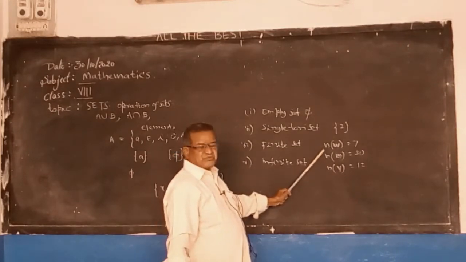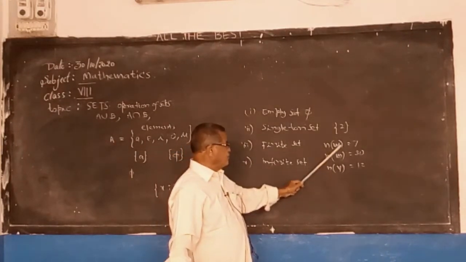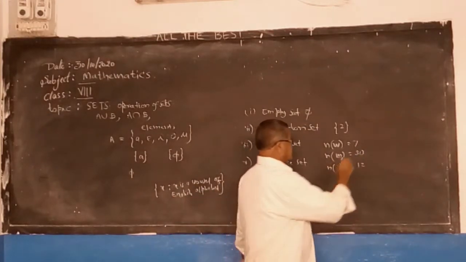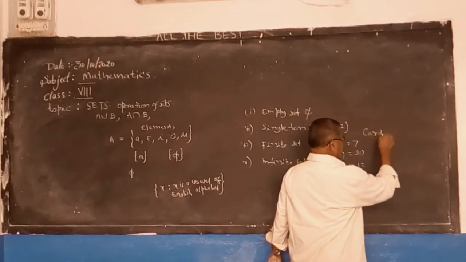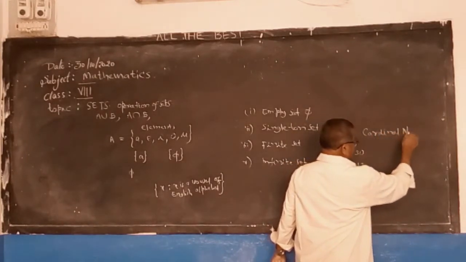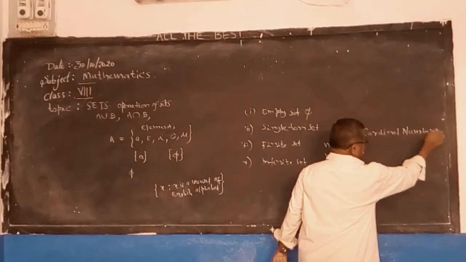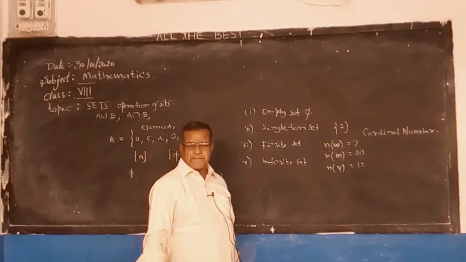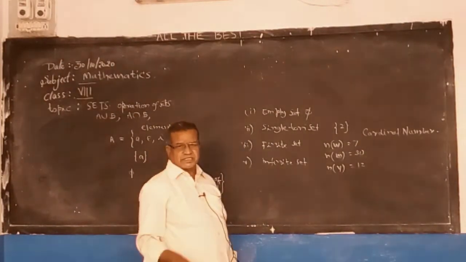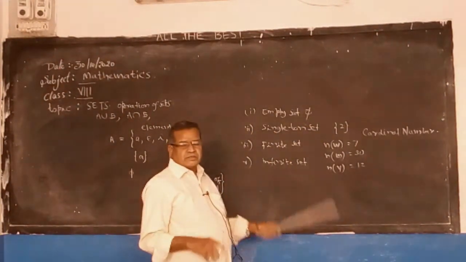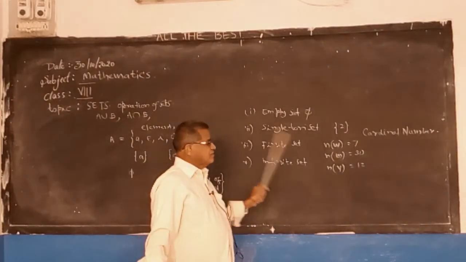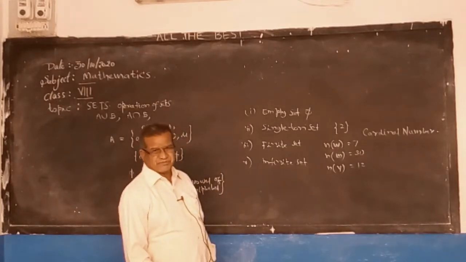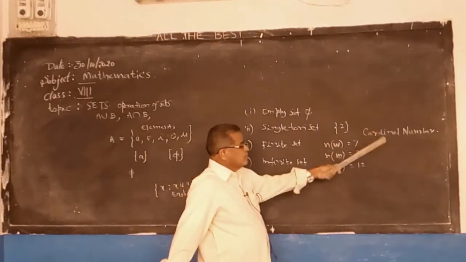n, the cardinal number of a week is 7. Cardinal number of a month. We say it is the cardinal number. Cardinal number means the number of elements. What is the cardinal number of your section? 8A. Suppose 30 students. So n of 8A is 30. We can count the elements, the objects, so we have a cardinal number.